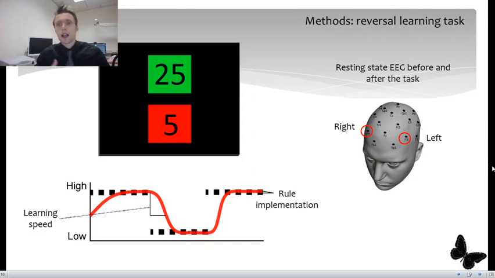And also we wanted to have an idea what happens to the brain when we stimulate with tACS. And that's why we also recorded a resting state EEG before and after the task. Ideally you would want to do this during the experiment, but looking at EEG while applying tACS is very, very difficult to say the least, and we were not able to do that, so that's why we didn't.